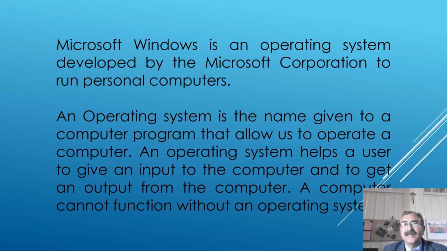So Windows is an operating system. A computer cannot function without an operating system. Like you have a car and you don't have a driver, the car will not move. Or you have a car and you don't have petrol, the car will not move. So you need an operating system. Linux, Unix, DOS, these are also operating systems, but we are using Windows, so Windows is also an operating system.